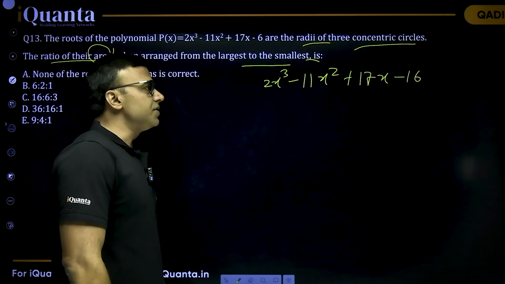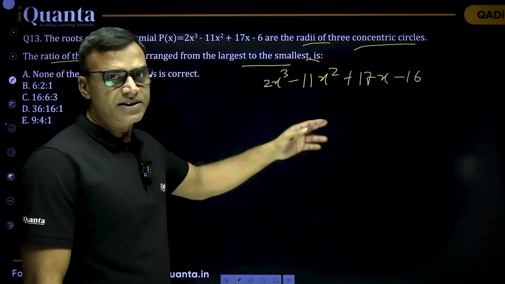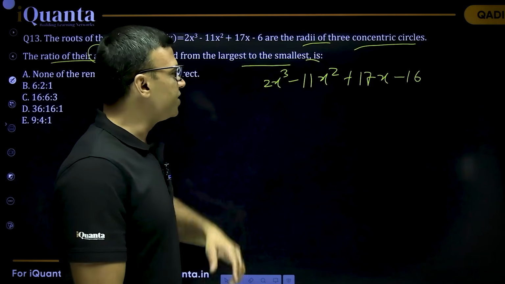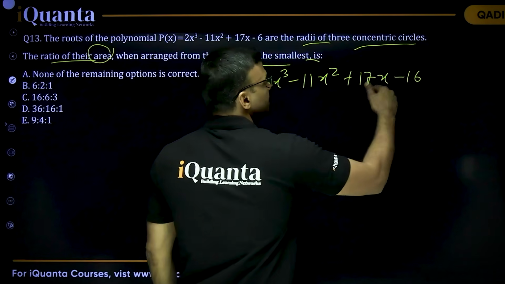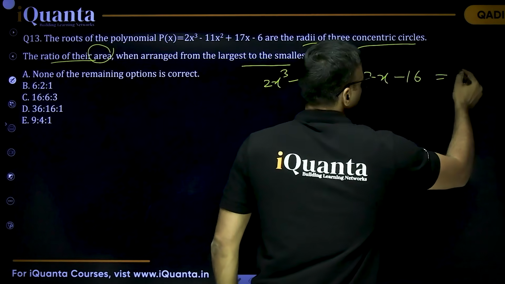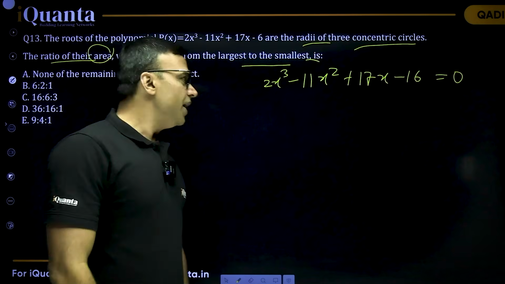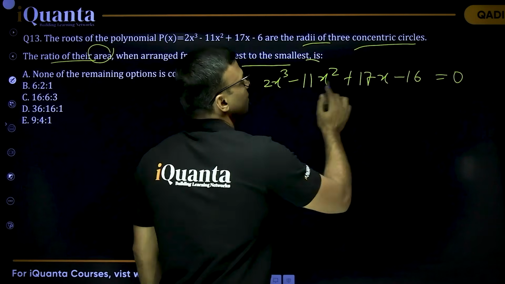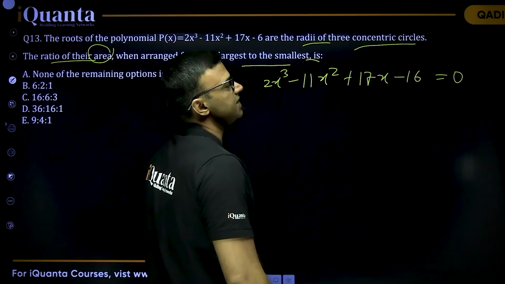How do you find the roots? For cubic equation, use intuition method. For example, put x equal to 1, 2, 3, minus 1, minus 2, minus 3 and so on. If I put x equal to 1, does it give us 0? We have to make it 0. From there, we'll be able to find the roots. If I put x equal to 1, then 2 plus 17 will be 19. 11 plus 16 is 27. 19 minus 27 cannot be 0.